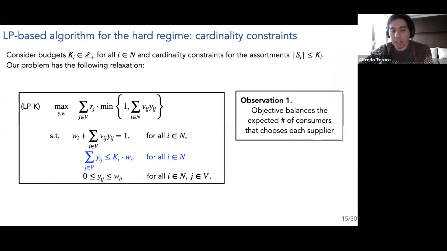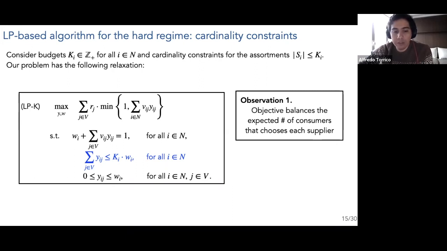And in the objective, we are looking to balance the expected number of consumers that choose each supplier. So that expected number of consumers corresponds to this sum inside of this minimum. So we're taking the minimum between 1 and the expected number of consumers that choose supplier j. By this minimum, we balance the number of consumers that each supplier gets.